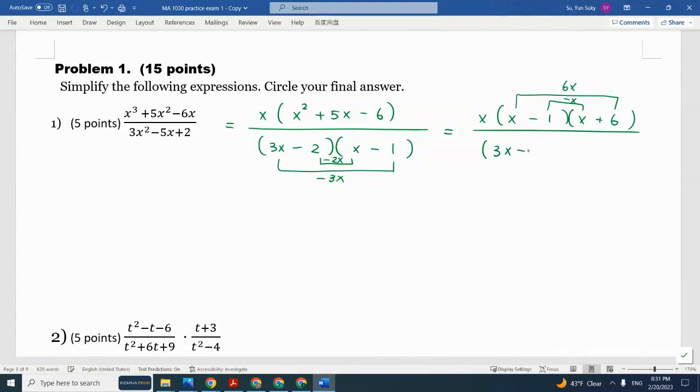And denominator 3x plus 2, 3x minus 2 and x minus 1. We cancel x minus 1, therefore we get x times x plus 6 over 3x minus 2. Alright, so this is number 1, the first problem. If you can understand, could you type 1 in the chat?